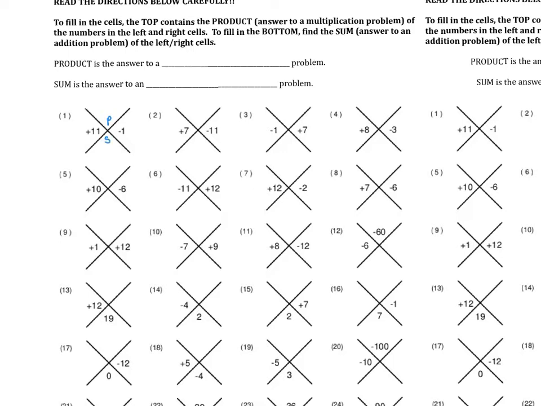So for example, if I multiply 11 times -1, I should get -11 right here. And when we add these two numbers, 11 minus 1, then I should get 10 over here. Similarly, for number 2, I should get -11 times 7, so -77 here. -11 plus 7, -4 goes in here.